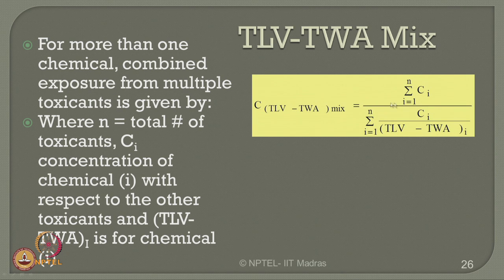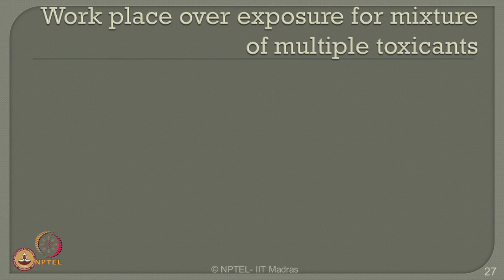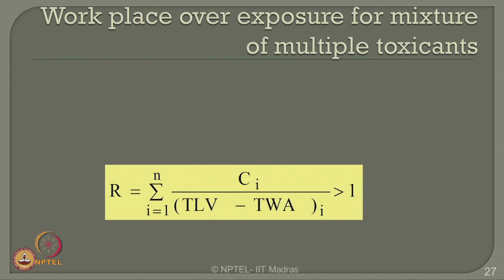Now, you can find out the TLV TWA for a mixture, which can be the ratio of the specific concentration with that of the concentration available for a specific value, which is the time weighted average. The workplace overexposure for a mixture of multiple toxicants can also be worked out by calculating the R value, where R is now given by the equation as shown in the slide. If the R value exceeds 1, it is considered to be overexposed.